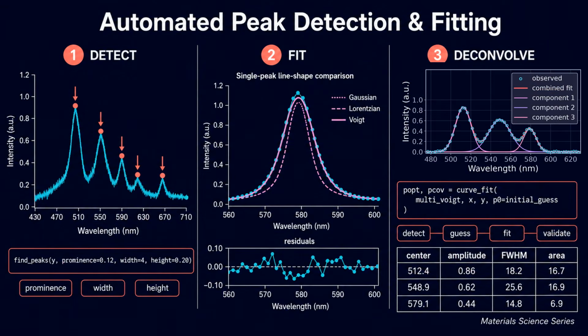Automated peak detection identifies features in spectra without manual inspection. The SciPy signal find_peaks function uses prominence, width, and height parameters to locate peaks reliably. Once detected, we fit individual peaks with Gaussian, Lorentzian, or Voigt functions using SciPy optimize curve_fit, or the more sophisticated LMfit library. Multi-peak deconvolution handles overlapping peaks by fitting multiple functions simultaneously with constraints. Output includes peak center, amplitude, full width at half maximum, and integrated area for quantitative analysis.